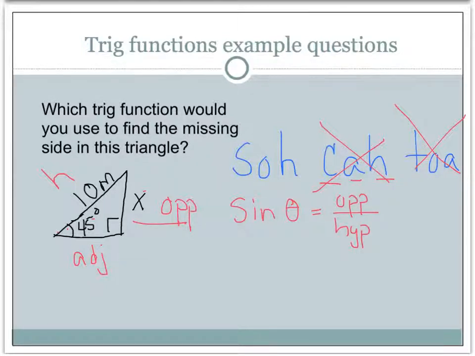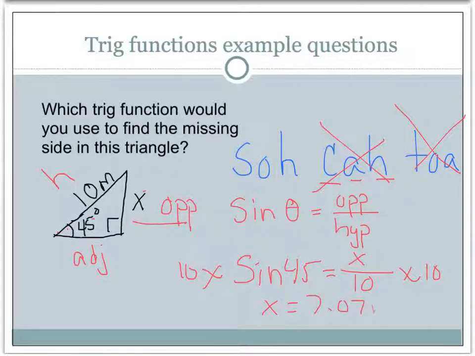Let's take this problem one step farther and actually solve for the length of the opposite side. I know that the sine of theta, which is our angle, so 45, is equal to x divided by 10. In order to get rid of this fraction, I'm going to multiply 10 to both sides. When I put this in a calculator, I get that the sine of 45 is 0.707 multiplied by 10. So x equals 7.07 meters.